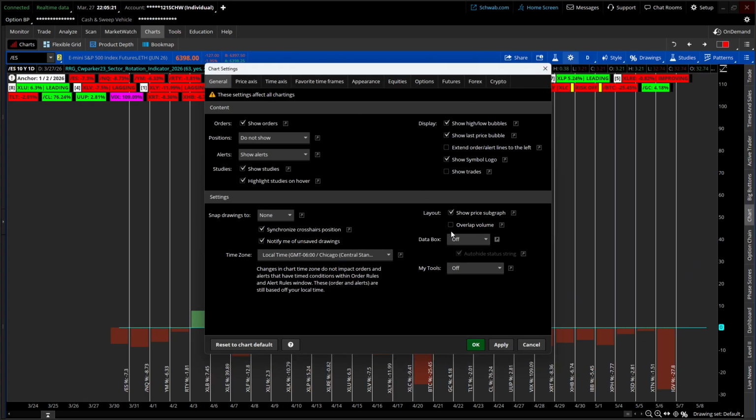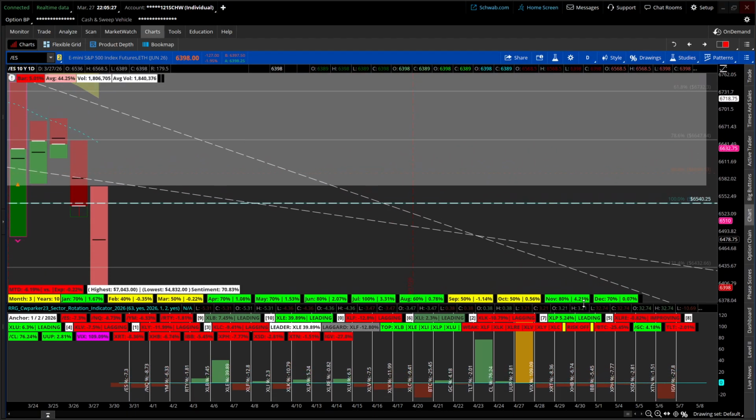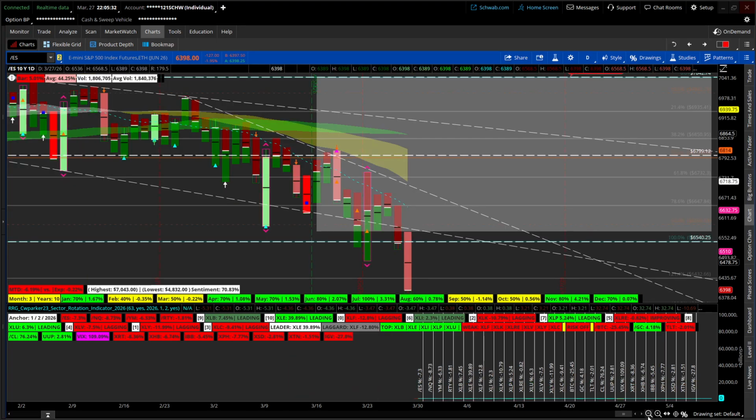So I'm going to put the top graph back on, and we're going to be looking at this on a seasonality basis and where these different ETFs are within their 52-week high and 52-week low.